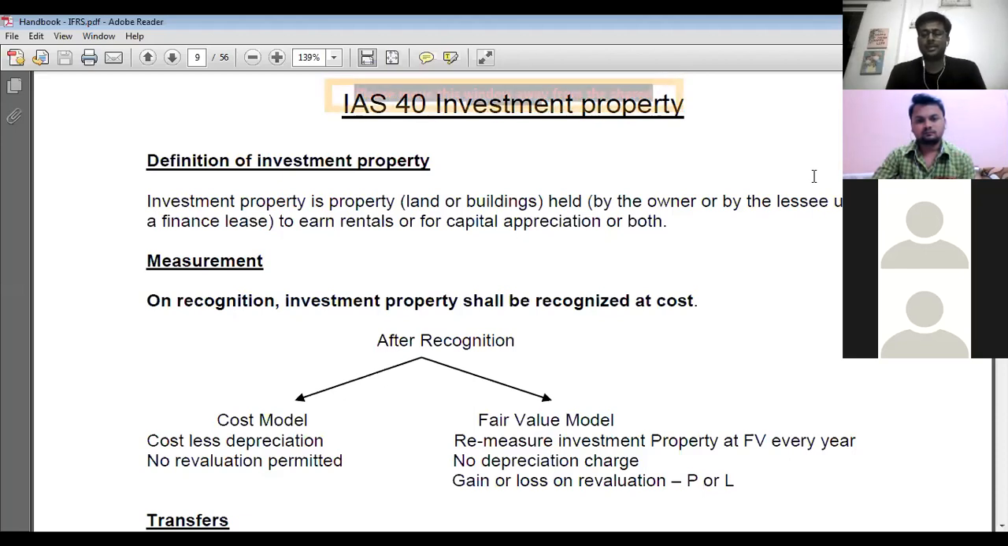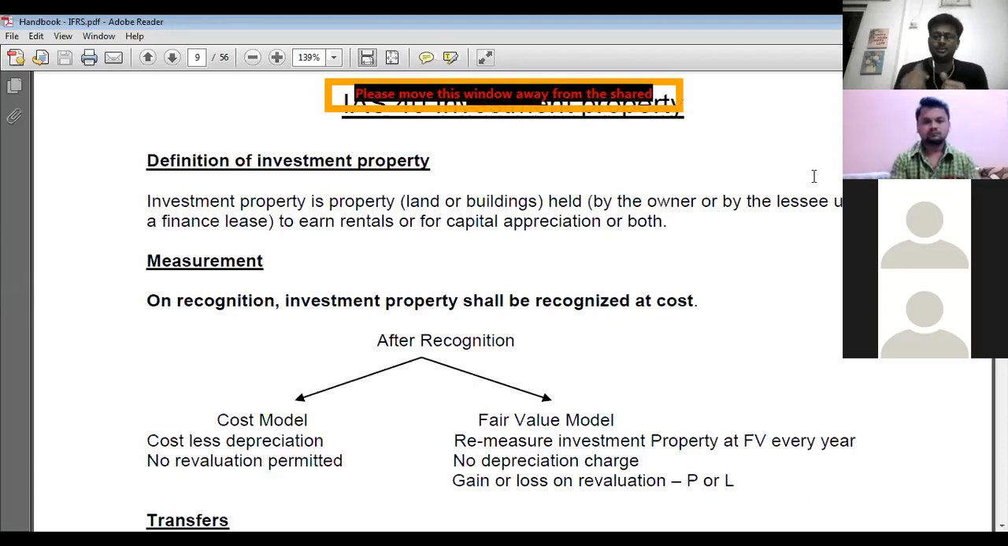Now, what is the difference here? In case of investment property, if the fair value model option is selected, then no depreciation is provided. No depreciation in case of fair value model. But it is mandatory that every year end, the entity needs to check the fair value of the asset. So if value is increasing, then the entity needs to increase the value of the asset in the books of account. If value is decreasing, then the entity needs to decrease the value of the asset. And any increase or decrease, or we can say any gain or loss in case of revaluation, is straight away charged to the statement of profit or loss.